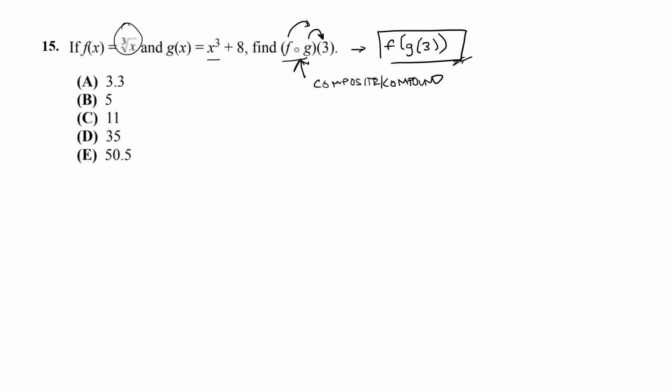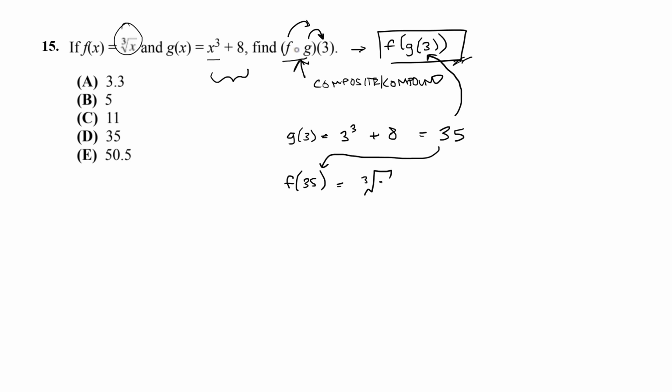So let's do g of 3 first, and it's a very simple plug-in type of problem here. So g of 3 will equal 3 cubed plus 8. 3 cubed is 27. 27 plus 8 is 35. Now we have to plug that into f of x. So f of 35, right? We're just plugging it in here now as the solution from g of 3. That should equal the cube root of 35.